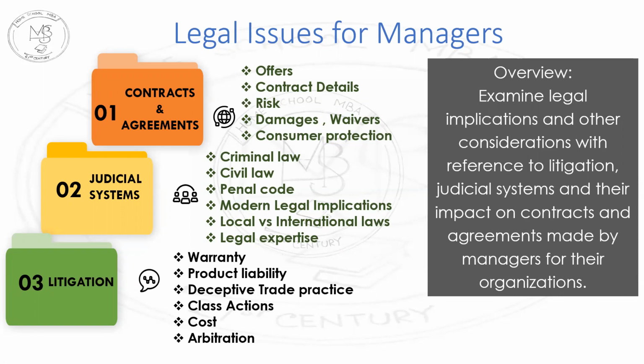Now, in this case, we are going to give an overview of how to examine legal implications and other considerations with reference to litigation, judicial systems, and their impact on contracts and agreements made by managers for their organizations. So this is the overall framework through which we are going to talk. And this can be done through three different levels. Number one, contracts and agreements.